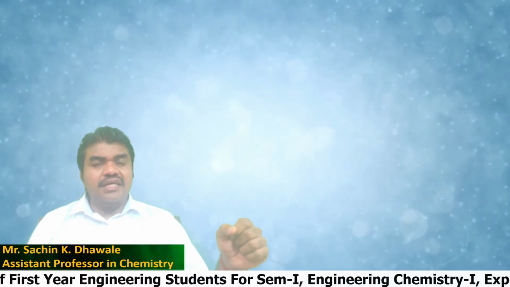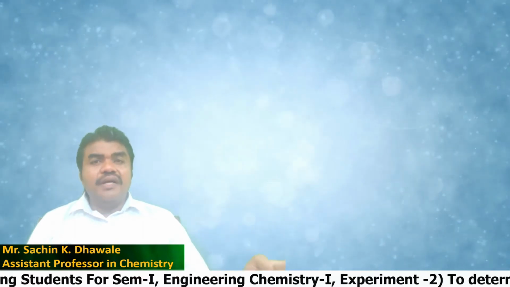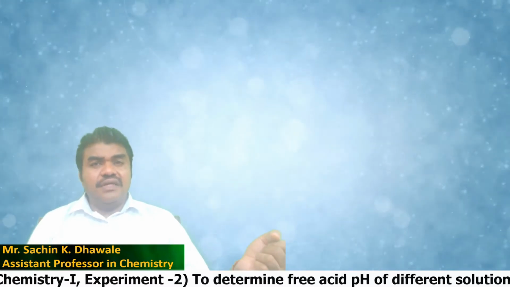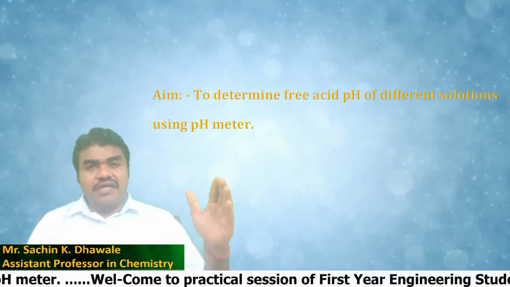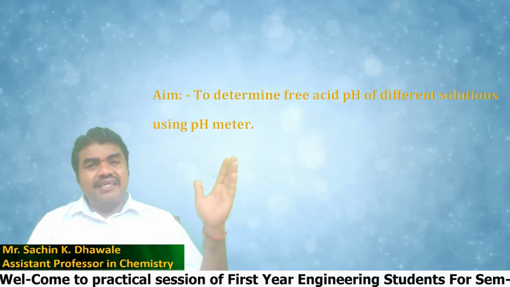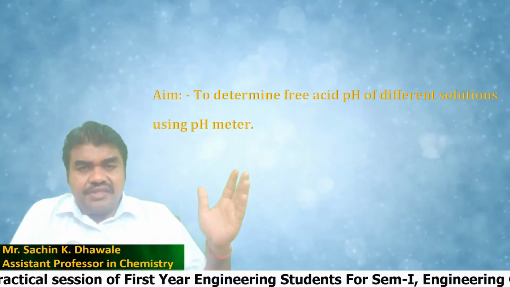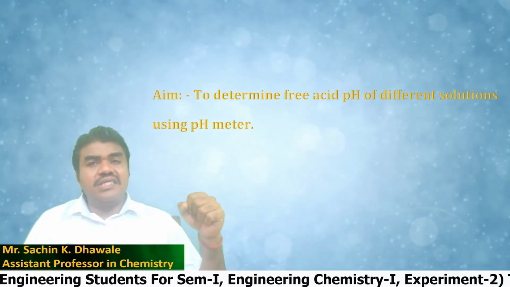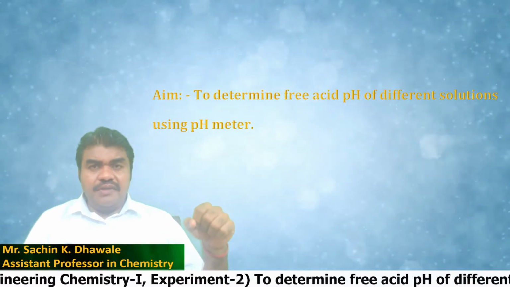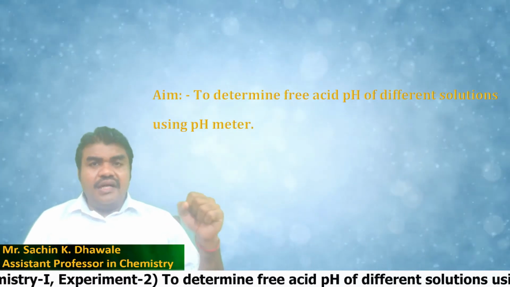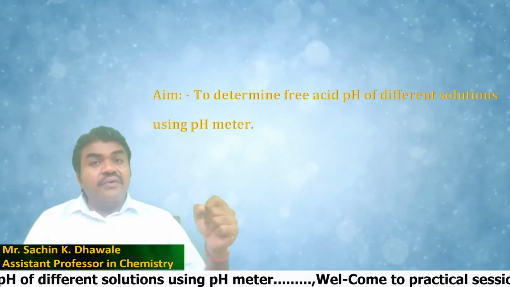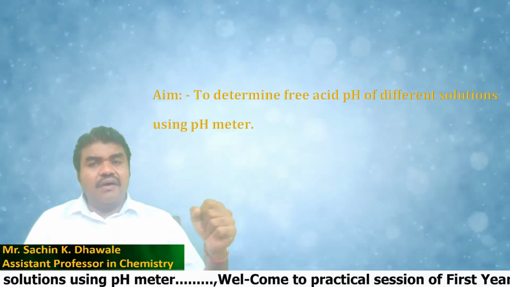And after that, the most important method is the pH meter. It is an instrumental method which is used for determination of pH of a given sample. So the aim of the experiment is to determine the pH of different solutions using a pH meter. The pH meter is an instrument, and on that we connect a glass electrode. The glass electrode gives an accurate measurement of pH.